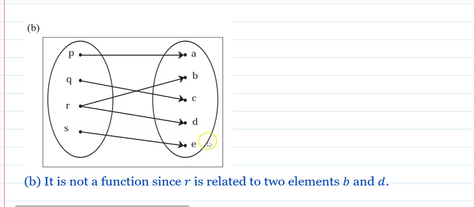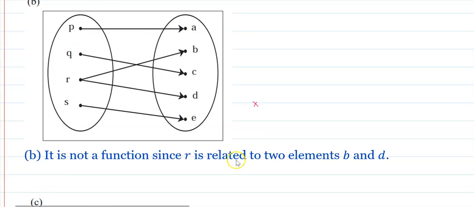What about the next? Now see this here. The element R is related to two elements of the set B. That is, R is related to B, R is related to D, and hence it is not a function. Since R is related to two elements B and D, therefore it is not a function.